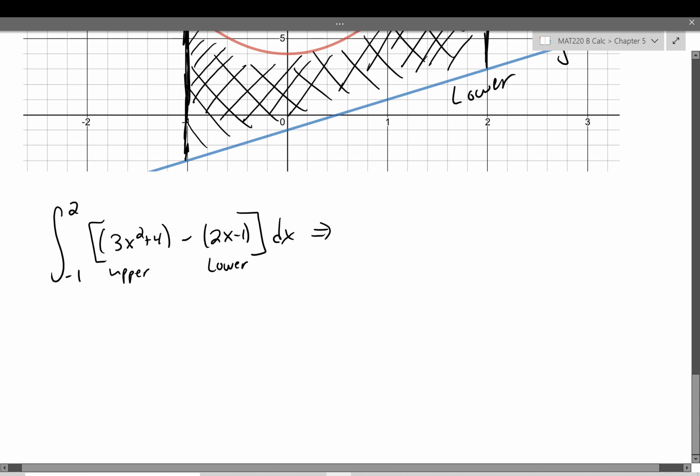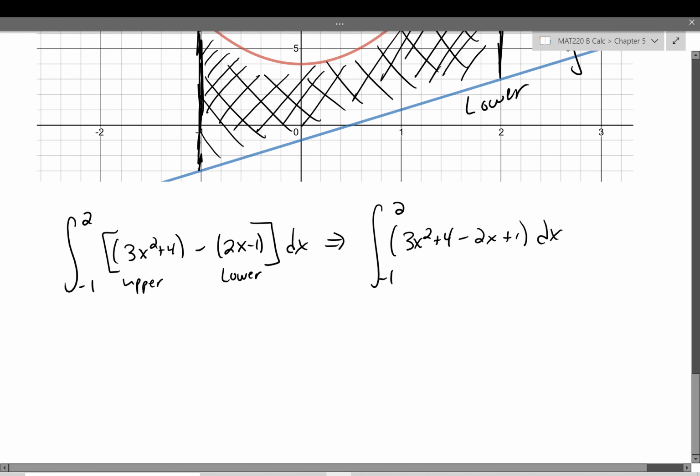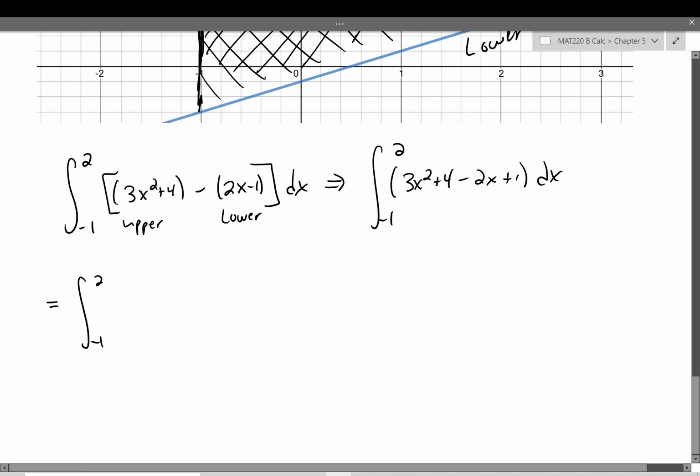So the first thing I'm going to do before I do any calculus work, I'm going to do algebra work. I'm going to go ahead and distribute: 3x squared plus 4 minus 2x plus 1 dx. Okay? And I'm going to go ahead and group like terms. So the integral from -1 to 2 of 3x squared minus 2x plus 5 dx.